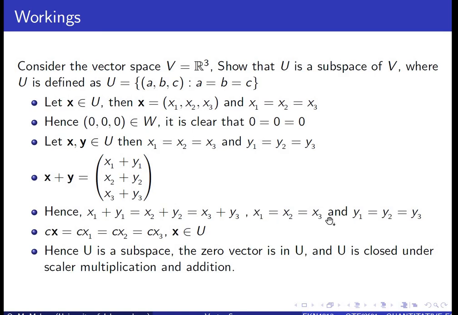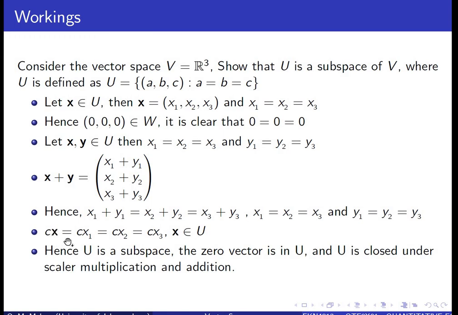And that follows from the fact that x1 is equal to x2 is equal to x3, and y1 is equal to y2 is equal to y3. So I have achieved closure under addition, right? So the second property is satisfied. Now it remains to show closure under scalar multiplication, which will just be cx, right?